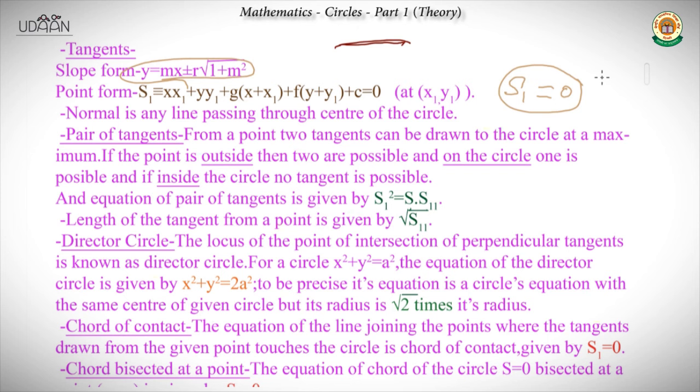Okay, so let's continue. Like the chord of contact: when we draw the 2 tangents from here, S1, they cut the circle at 2 points. The line joining the 2 points is known as the chord of contact, and its equation is also given by S1 equals 0.